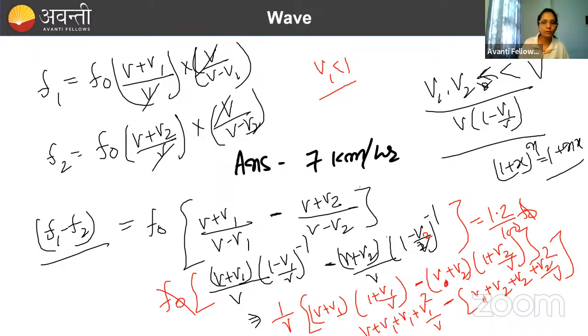Even if it is not, again it is small because v1 v2 is far far less than v, it is given. Okay, so this term we can remove. Now here you see, v minus v will cancel. Here what will remain? This is 2v1 and this is 2v2, so 2v1 minus 2v2 remains. So 2v1 minus v2 equals what?